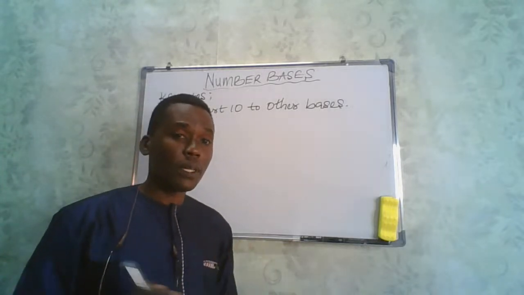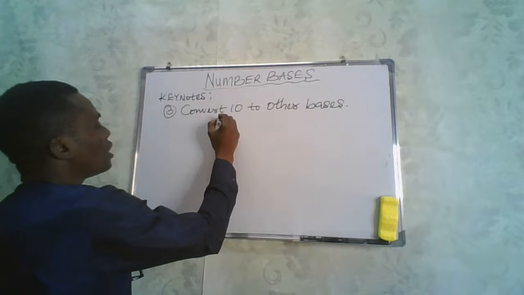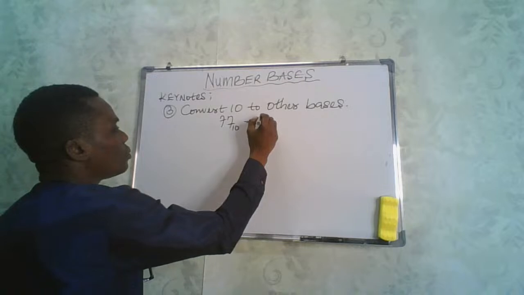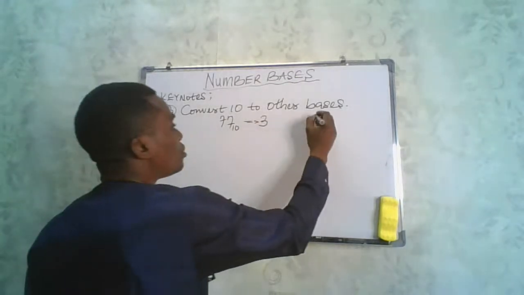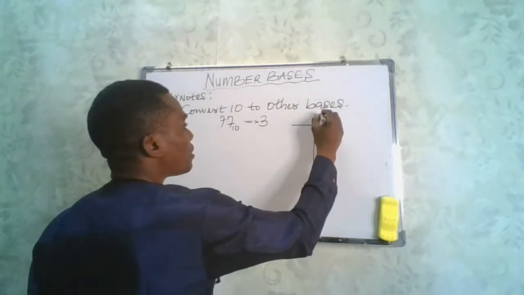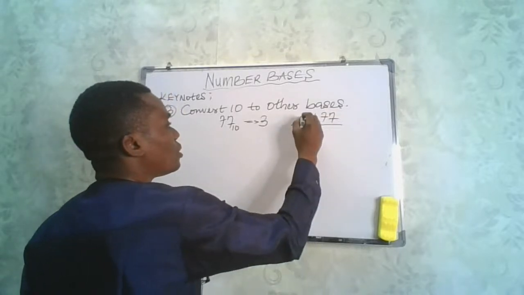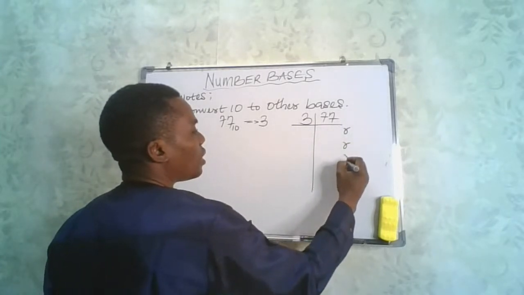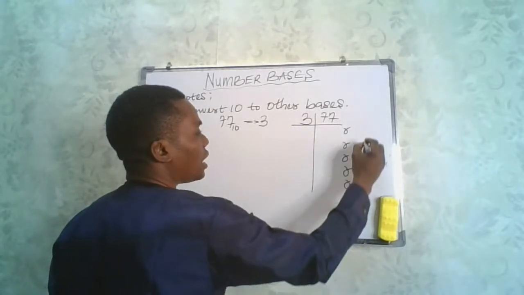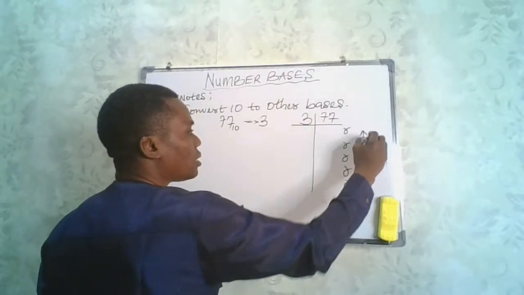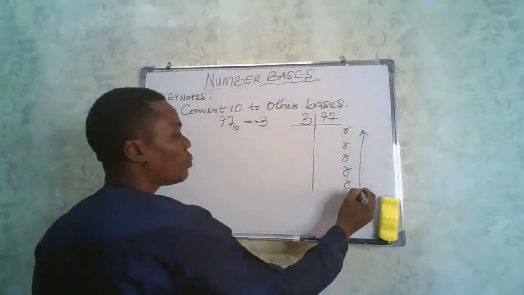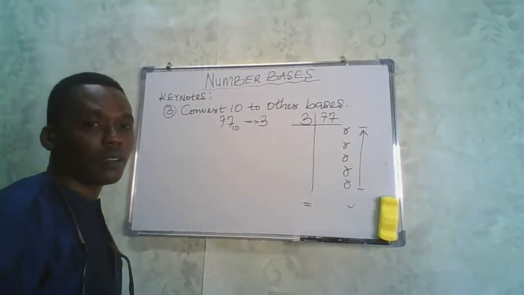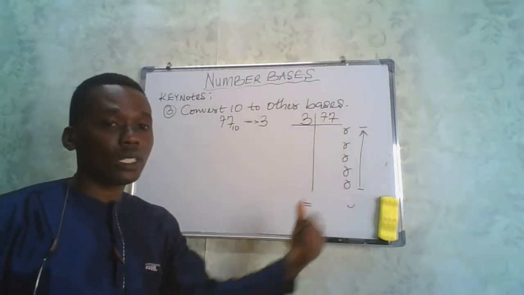From base 10 to other bases, it's like when you are converting 77 in base 10, you want to convert it to base 3. All you need to do is to successively divide 77 by 3. And whatever the remainder is, we'll always note them. We'll always note the remainder. And at the end, we'll just read the remainders from the bottom to the top, and whatever they give us is the solution to that value. And this is what we call successive division.